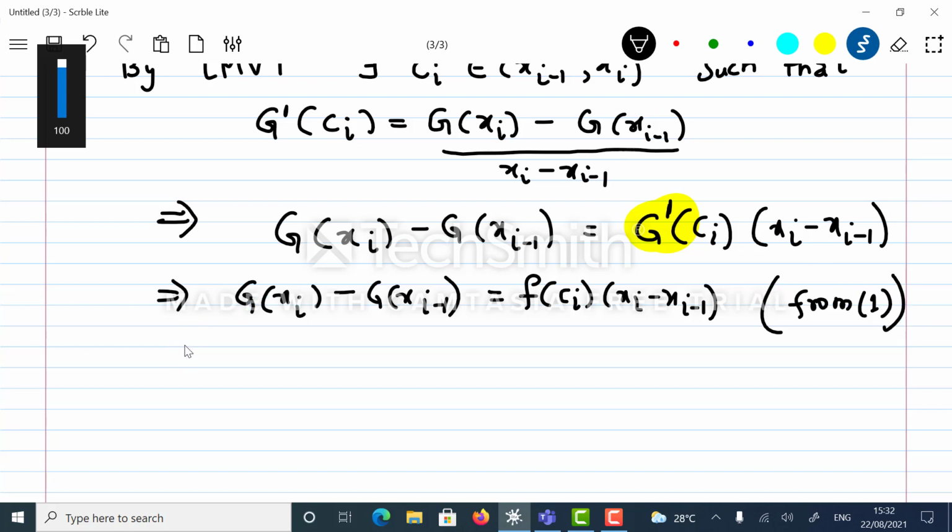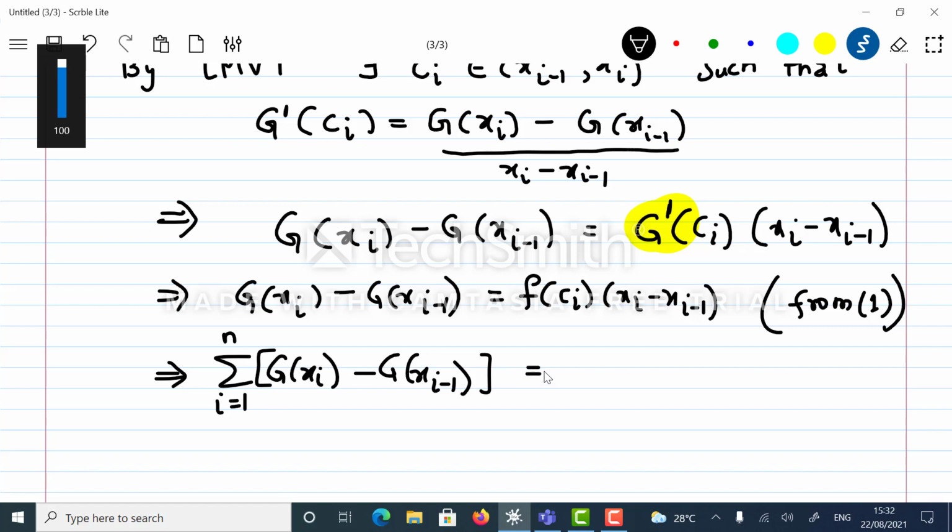Now what I'll do, I'll take this summation over it. So if I take the summation, i goes from 1 to n, then it will be g of xi minus g of xi minus 1 is equal to the summation, i goes from 1 to n, f at ci times (xi minus xi minus 1). Right.